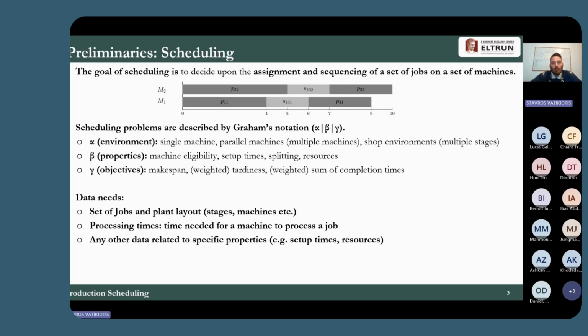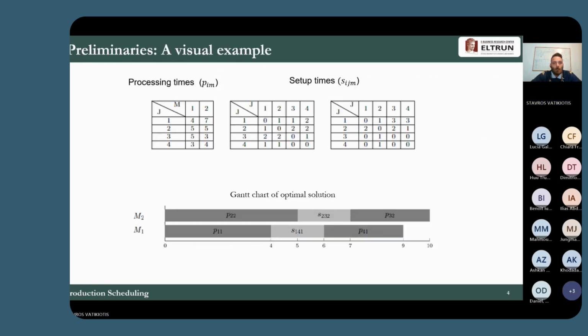In terms of data, scheduling and optimization are known to be quite data intensive and data hungry. At first, we would need the set of jobs and, of course, a plant layout with the stages and the machines. Then we need the processing times, which refer to the time needed for a machine to process a specific job. And finally, we also need any other data related to specific properties, for example, the setup times or the resources.